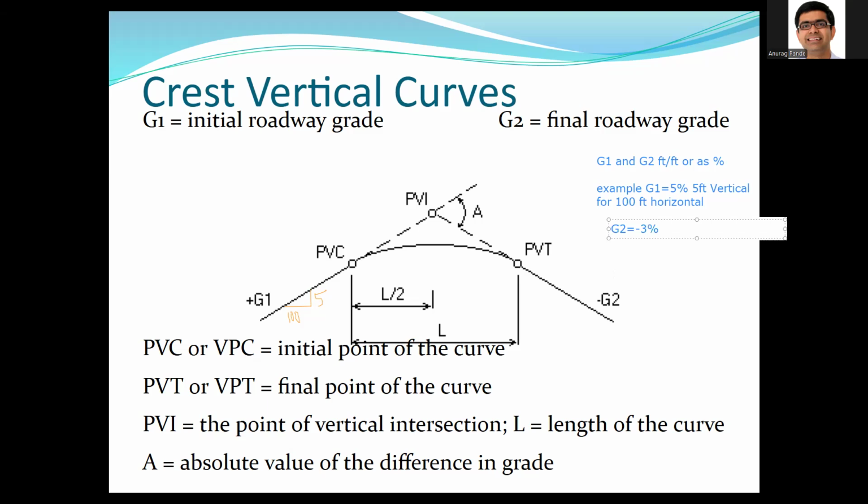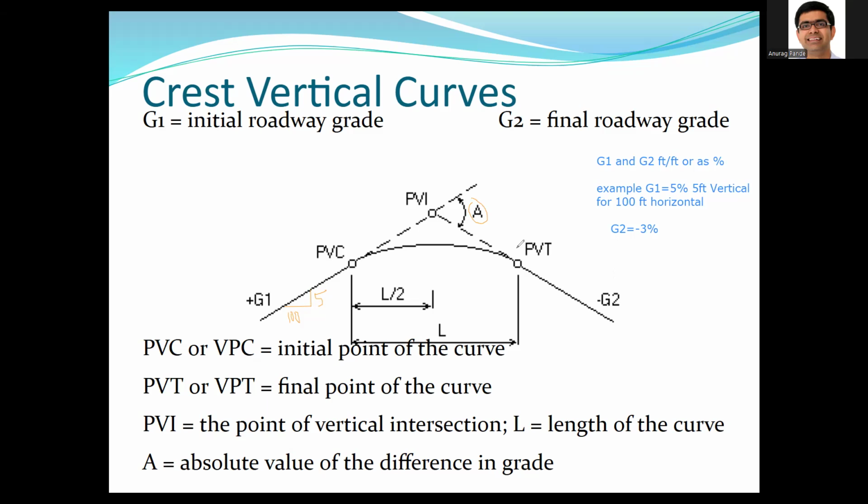Okay, so let's say this G2 was negative 3%. So this capital A defines this capital A value right here. This capital A defines how much total change in grade you achieved when you went from the start of the curve to the end of the curve.